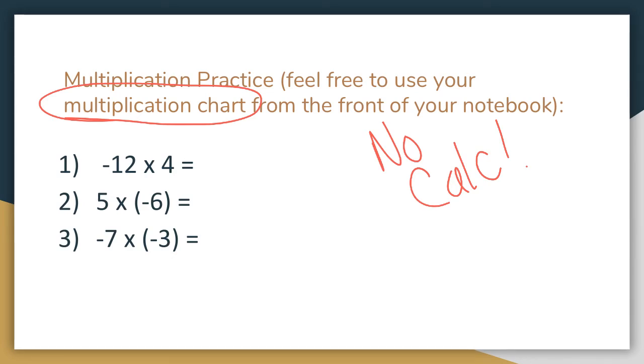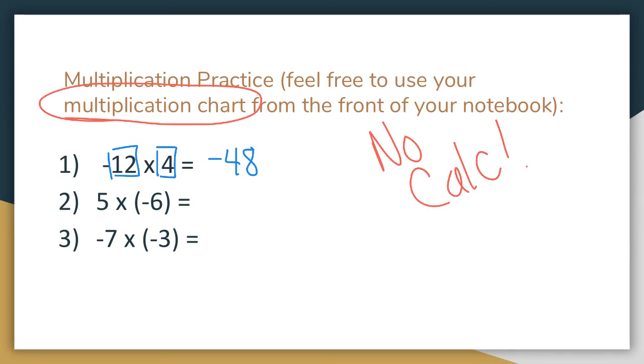All right, let's deal with the numbers first. 12 times 4, that's 48. It looks like I have different signs. I had a negative 12 and a positive 4, so my rule says that's going to be a negative 48.